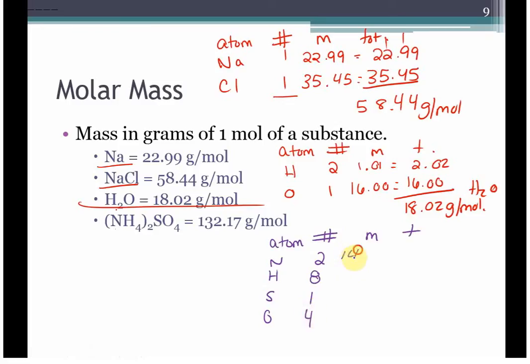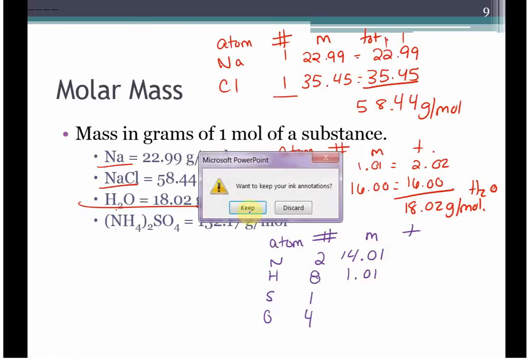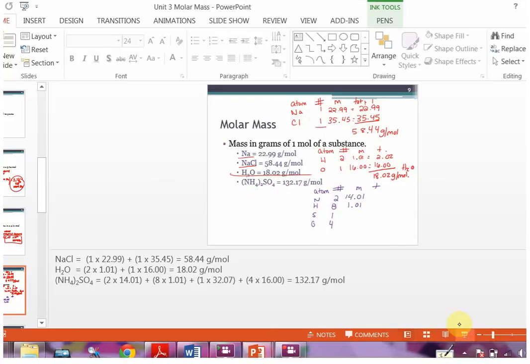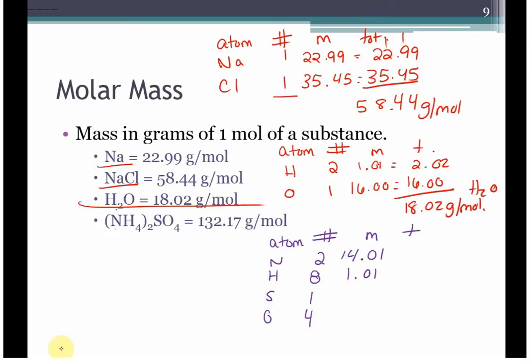Each nitrogen from the periodic table is 14.01 grams. Each hydrogen is 1.01. Sulfur should be 32.06, and then oxygen is still 16. So this is 32.06 and 16. This gives us total masses of 28.02, 8.08, 32.06, and 64.